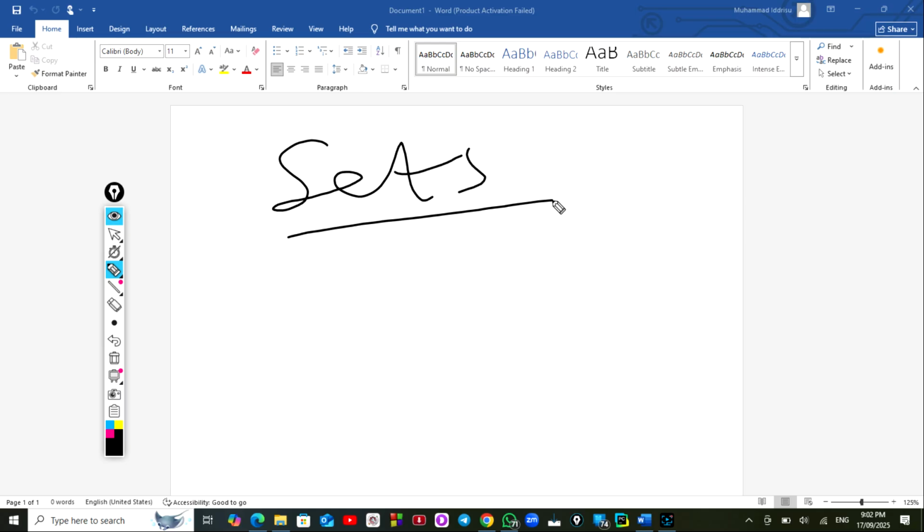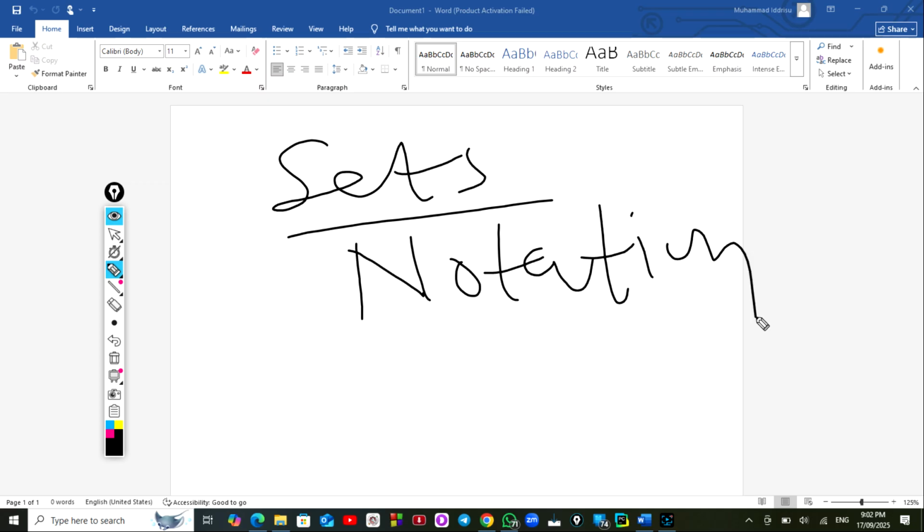So we are going to look at set notation, how we represent sets in this tutorial. So stay with me as I take you through the process.